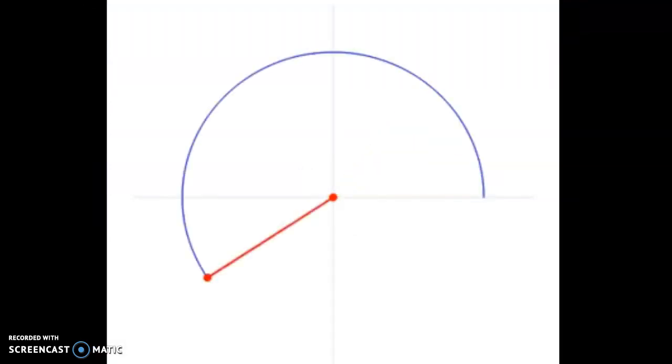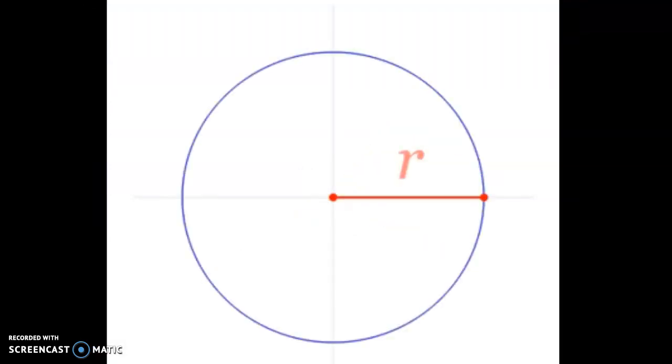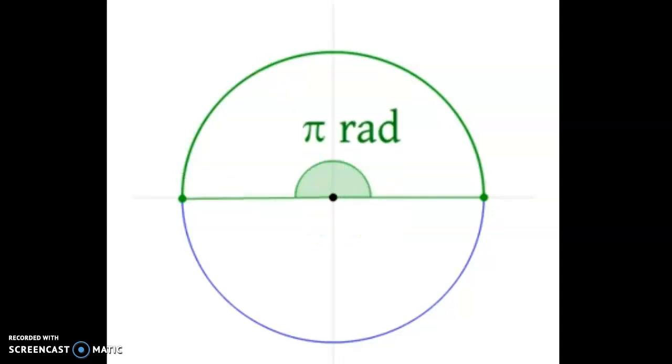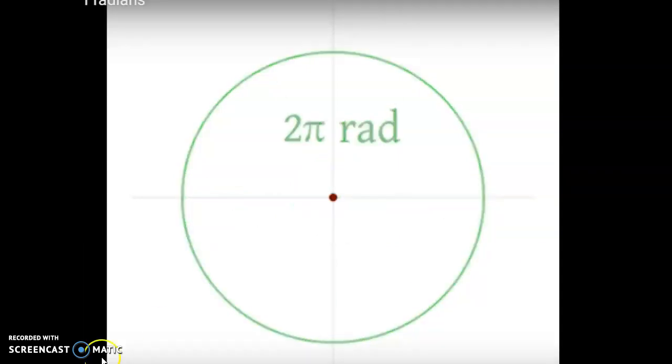So there's my radius that is forming my circle. Now if I take that same length of that radius and I create an arc of equal length, that is 1 radian. So if we duplicate that, we're going to get 2 radians, 3 radians, and then remember that pi is just 3.14, so a little bit more than 3 is going to give us pi radians, which is halfway around the circle. And if we duplicate that, that's 2 pi radians, I'm sorry, for a complete circle.